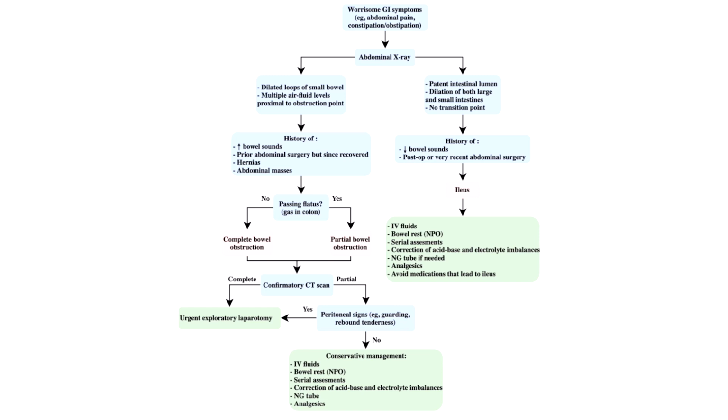Let's take a look at the right side of the algorithm that corresponds to ileus. The first step to distinguish between obstruction and ileus will be an abdominal x-ray. In a patient with ileus, this will show a patent intestinal lumen with dilatation of the large and small intestines. There should be no transition point. With the supporting history and these radiographic findings, the patient can be diagnosed with an ileus and managed conservatively.